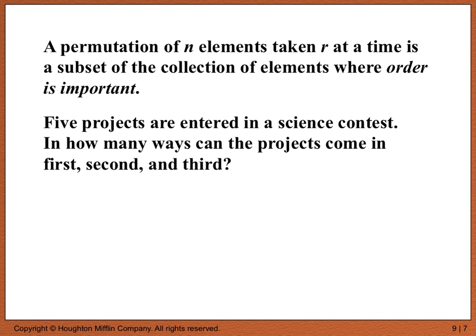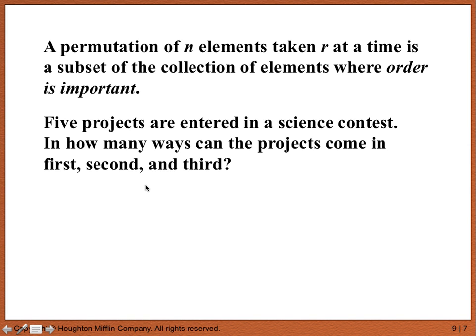For example, 5 projects are entered in a science contest. In how many ways can the projects come in first, second, and third? All right, this is where order matters, because if Johnny gets first, and Carol gets second, and Susie gets third, that's not the same as Susie getting first, Johnny getting second, and Carol getting third. So order matters. And I can see I've got a subset here. There are 5 projects total, but the subset of prize winners consists of only 3, first, second, and third.